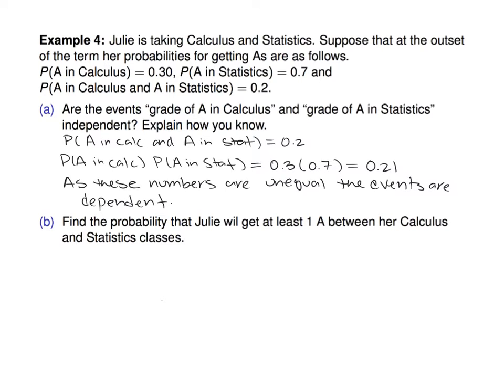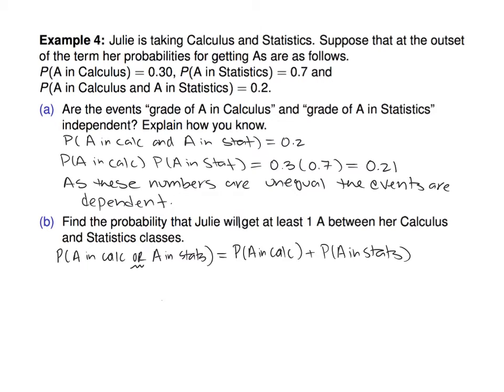Sad. So part B, find the probability that Julie will get at least one A between her calculus and statistics classes. So what this means is she'll get either an A in calculus, an A in stats, or both. And that is an or statement. Probability of A in calc or an A in stats. And this, remember, or translates into addition: probability of A in calc plus probability of A in stats. And you have to take away the probability of A in both.